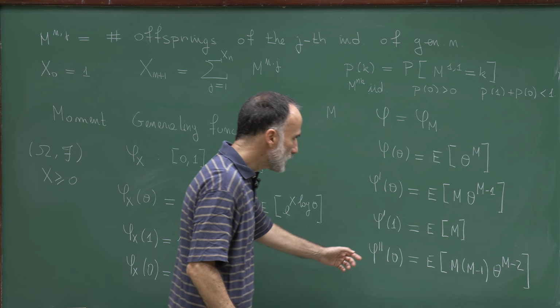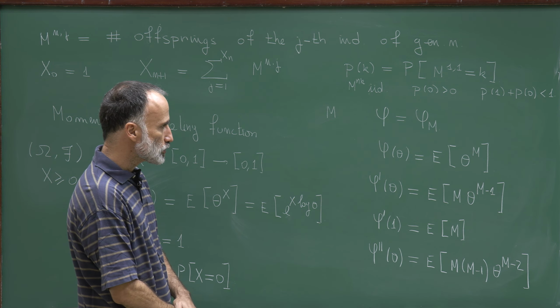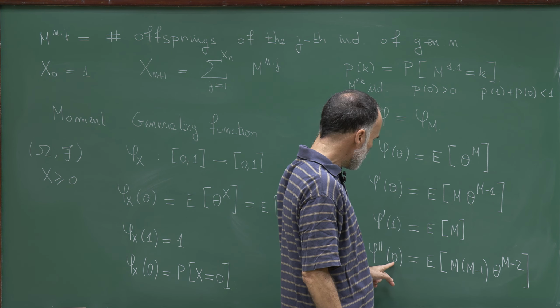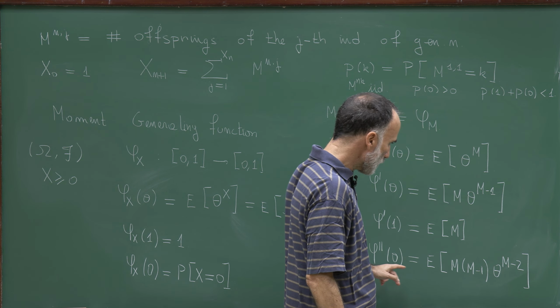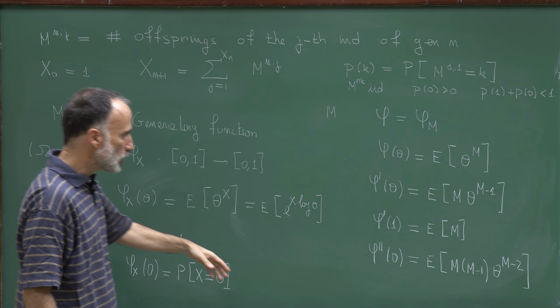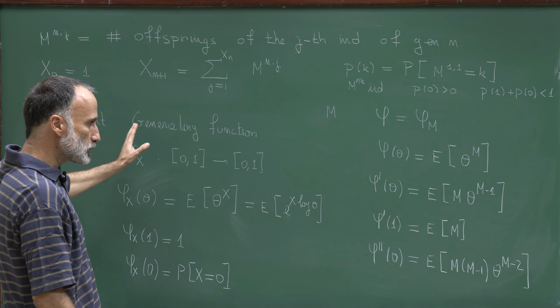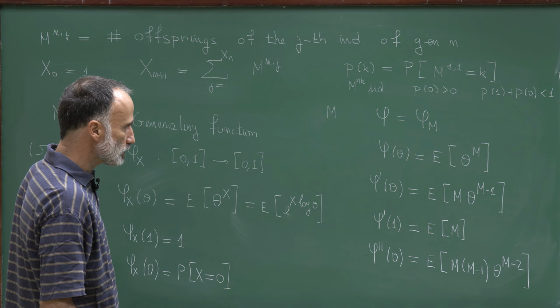And again, I leave it to you as an exercise to prove that this is well defined and that this identity holds. Now, if I compute that at theta equal to 1, what I get is the expectation of m times m minus 1. So I can recover the second moment of m by the value of the second derivative at 1 and the value of the first derivative at 1. And you can repeat this argument to get all moments of m through the derivatives of phi. This explains why this is called the moment generating function.